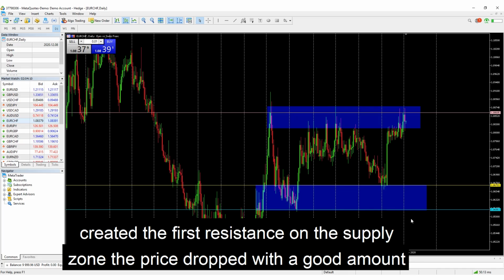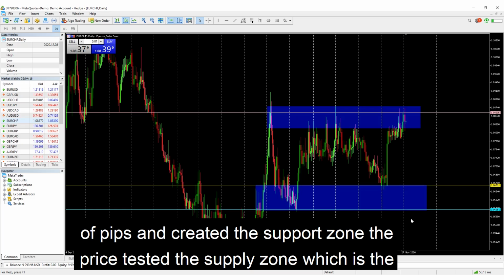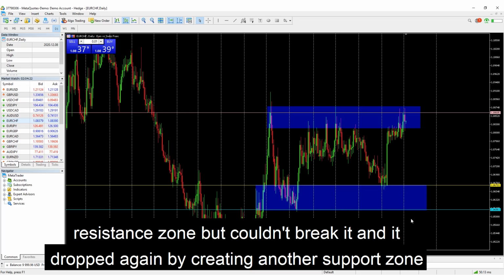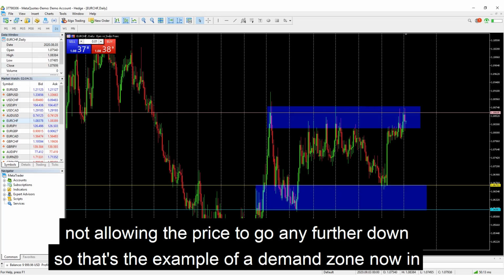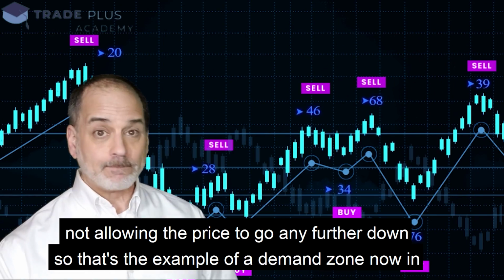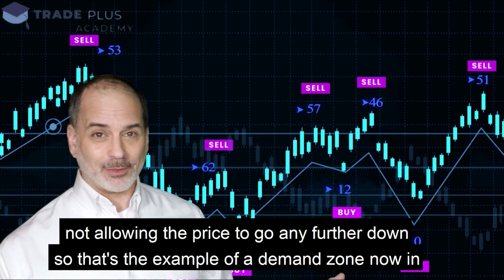After the price created the first resistance on the supply zone, the price dropped with a good amount of pips and created the support zone. The price tested the supply zone, which is the resistance zone, but couldn't break it, and it dropped again by creating another support zone. The momentum of buyers created the demand zone, acting as a decisive zone because it's not allowing the price to go any further down. So that's the example of a demand zone.